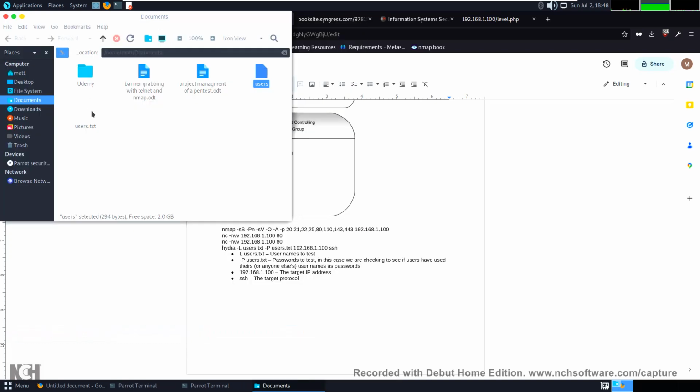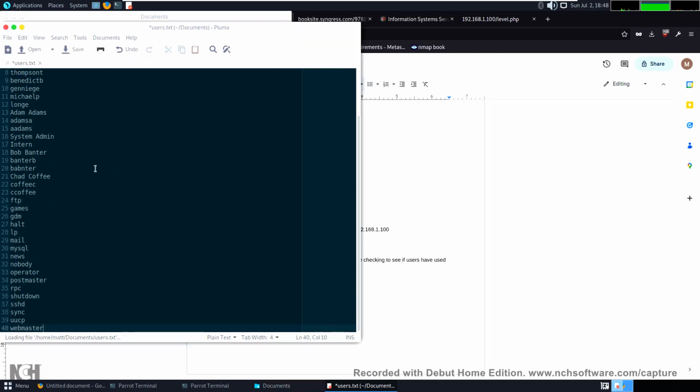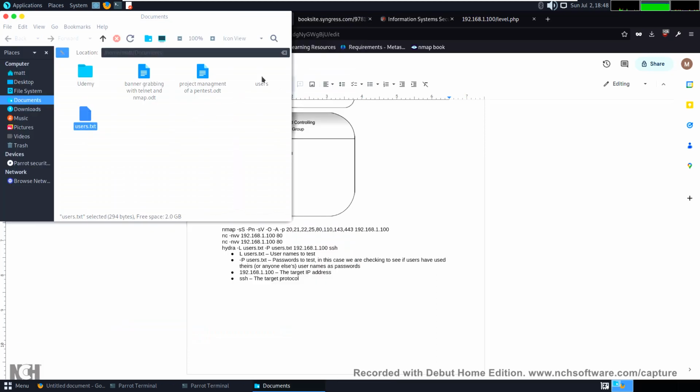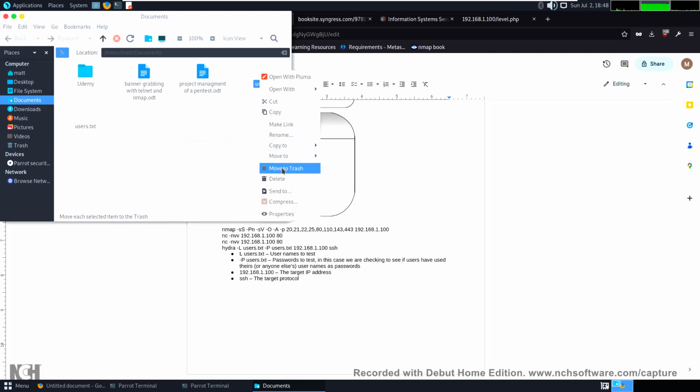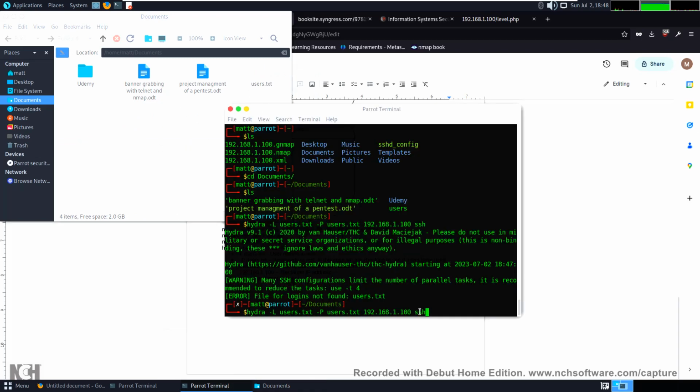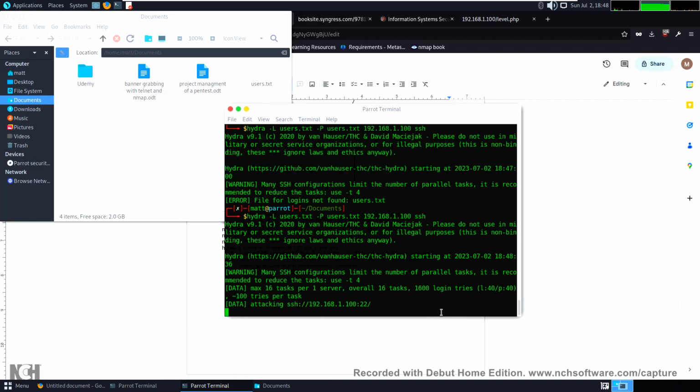Copy, close that, display. Okay, that was probably why it wasn't an actual text file, so we can get rid of this one technically. Delete. No, let's move to trash, just in case we need it. Alright, so we have the user text. Let's see what happens now if we try this.